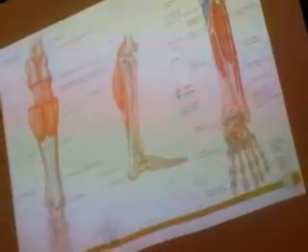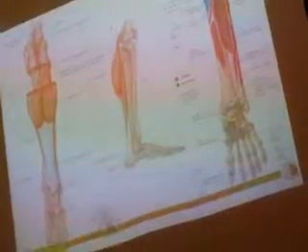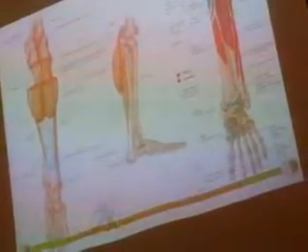Gastrocnemius has two parts, or two heads: the medial head and the lateral head. There are many muscles which have two heads. Biceps femoris also has two heads.